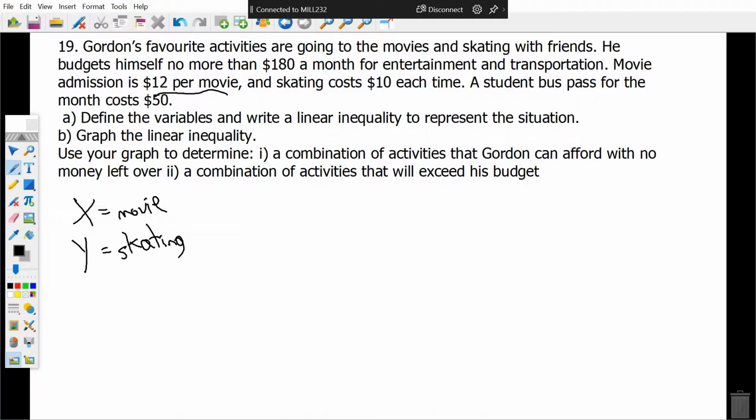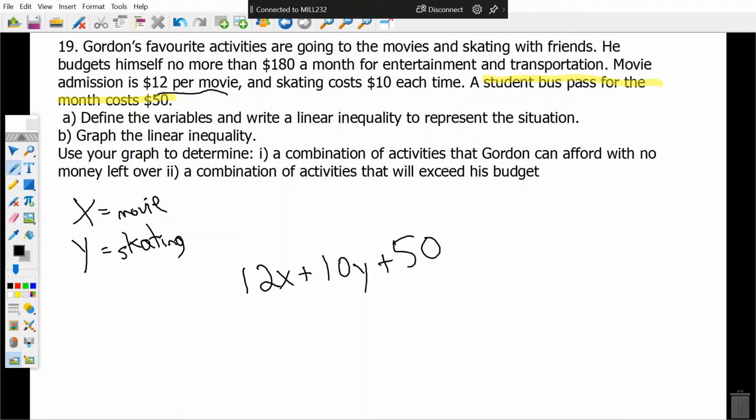Now we have to build our equation. We know that every time he goes to a movie, it's $12 a movie, so 12x, plus the skating costs $10, 10y, plus he also has to pay for a bus pass for the month, which is $50. So we have to work that into our equation.